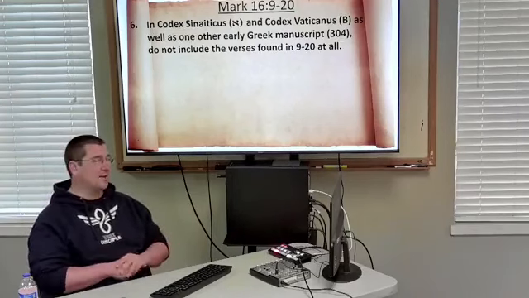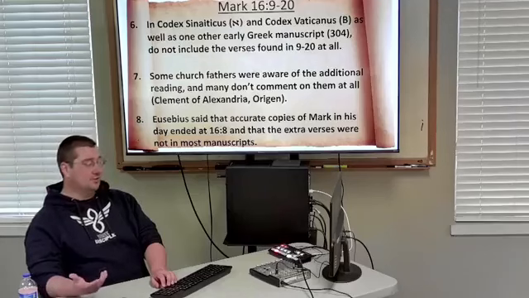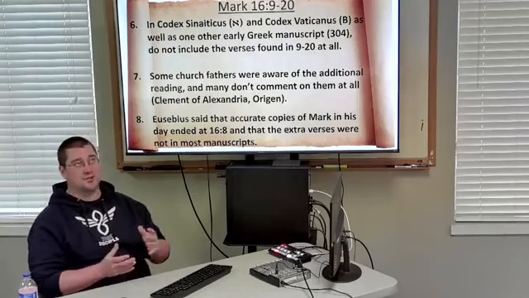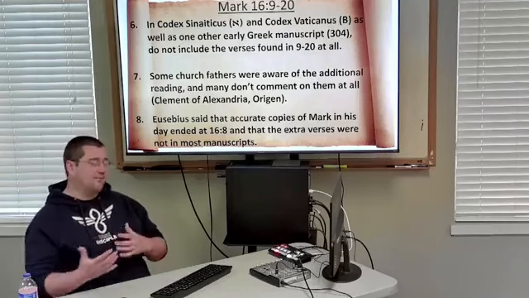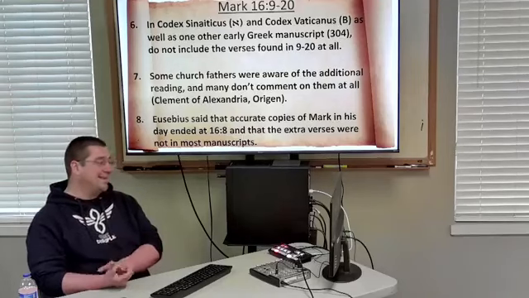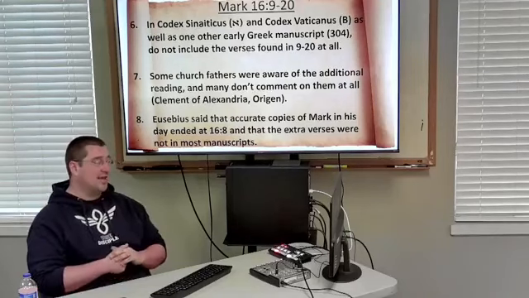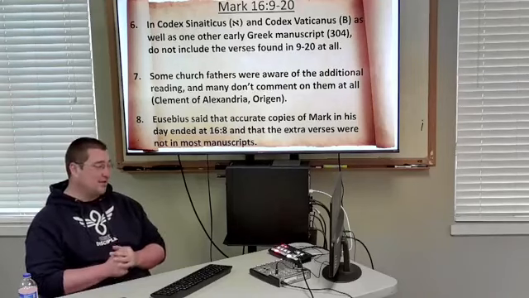So, number 7, some of the church fathers were aware of the additional reading. And some of them don't comment on it at all. So you have writers like Clement of Alexandria, Origen. When they do talk about it, it's an additional reading, or it's just not in their commentary at all, meaning they probably didn't have it. But Eusebius, who's one of our early church fathers, called the father of church history, a 4th century writer, said that the accurate copies of Mark in his day ended at 16:8, and that the extra verses were not in most manuscripts.